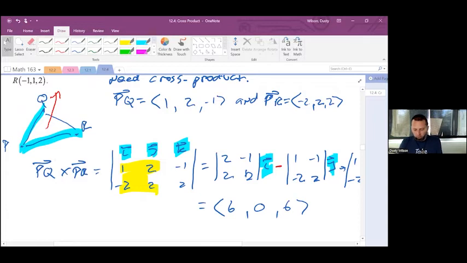We could check pretty quickly by dotting it with the vector PQ. So notice 1, 2, -1 dotted with 6, 0, 6 would be 0. And we could also dot it with the vector PR, -2, 2, 2. And that dot product would also be 0. That's our quick check to make sure that we did our cross product properly.